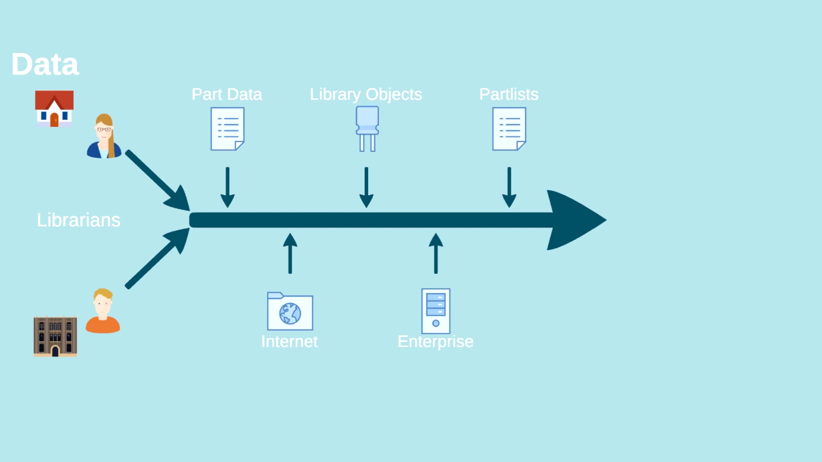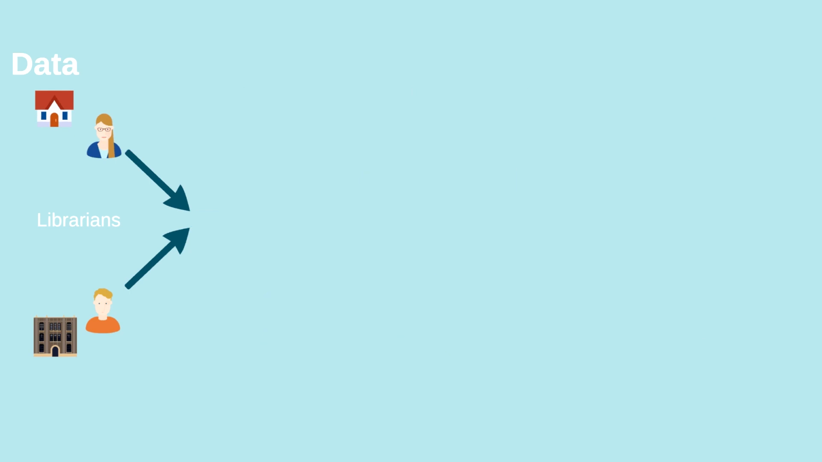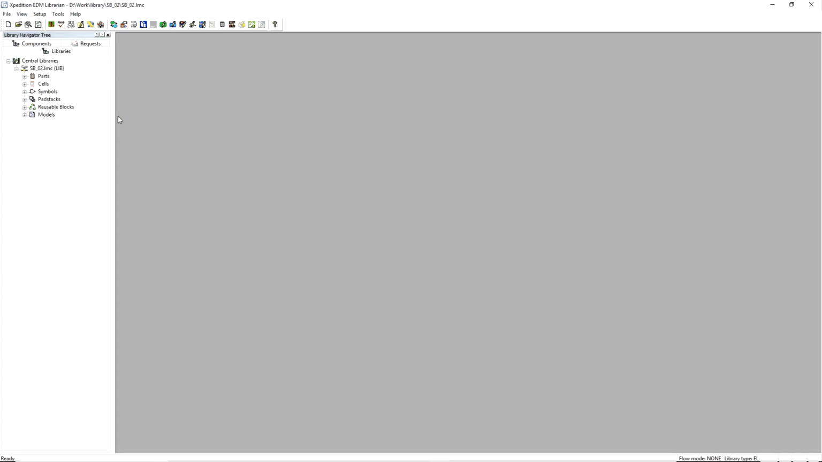Let's focus though first on the library section and their working environment. Here we are in the Expedition EDM Librarian tool. This is a lot like the regular Expedition Librarian tool. There's just some additional functionality here to support the EDM flow. One thing to point out that's a major difference is that we're working in a sandbox. We don't have the entire library here. I mean, you have the option to bring the whole library down if you want, but in this case I just got a few parts that I've been working on here and there.